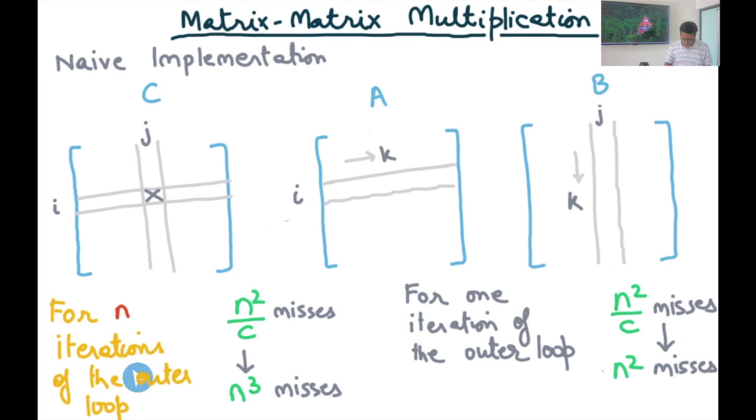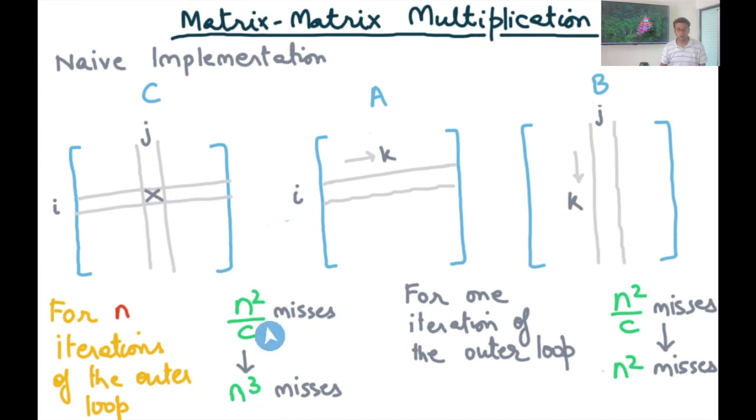For n iterations of the outer loop, once again, the worst case is just multiply n square by n, because for every iteration of the outer loop, I basically have a fresh set of n square misses, and so that's n cube, and that's basically because the arrays just don't fit in the cache.